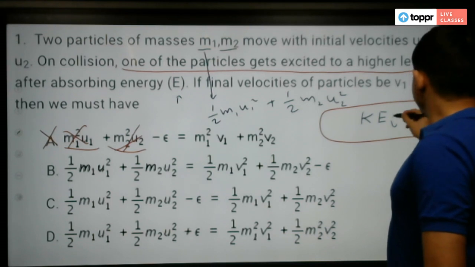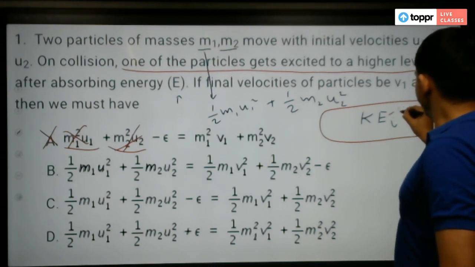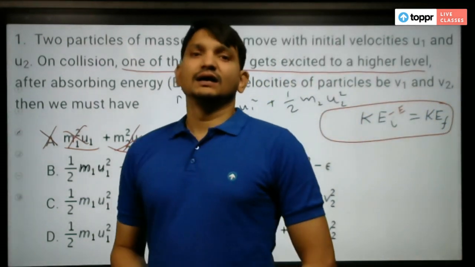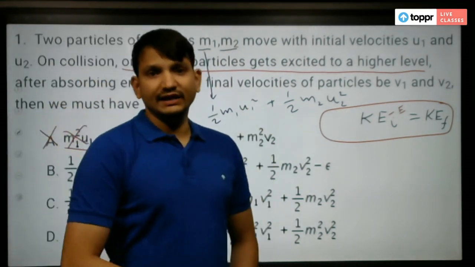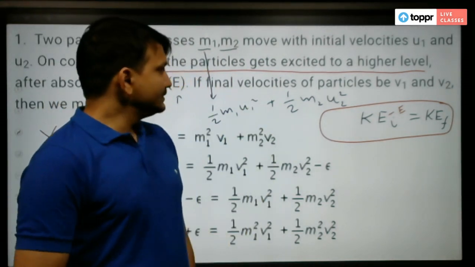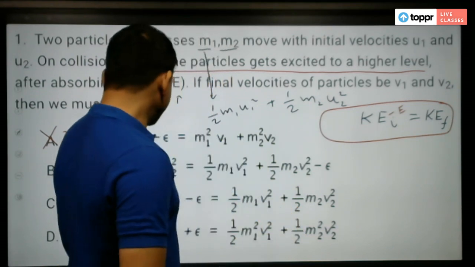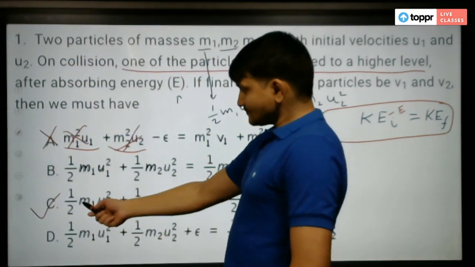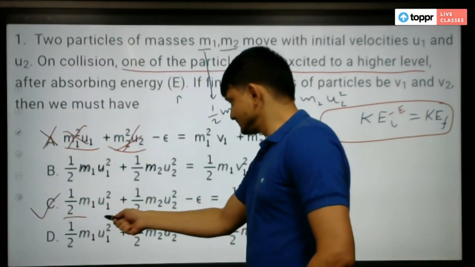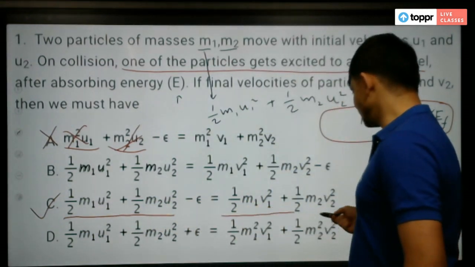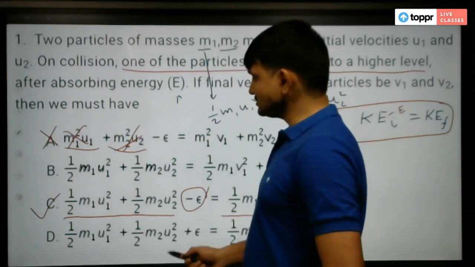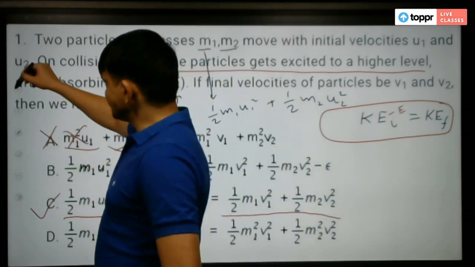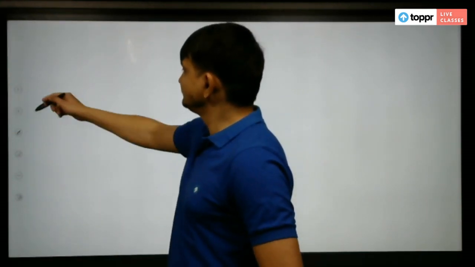So we will say that minus E: the initial kinetic energy has been compromised by this value E, and the final kinetic energy is smaller than that, and that is given by our answer C. So C would be the right answer. You see the initial kinetic energy here and the final kinetic energy here, and we know that this much energy has been lost. So initial minus lost energy is equal to the final energy. Let's move on to the next question and see what we have.